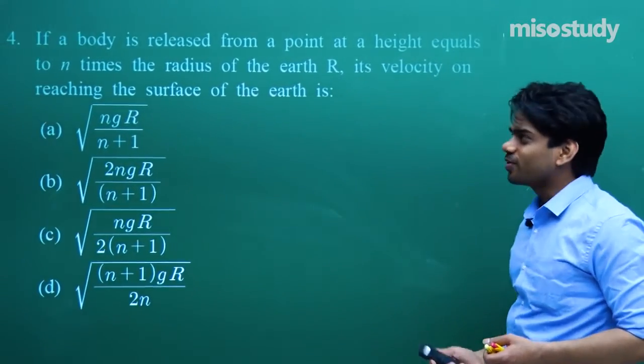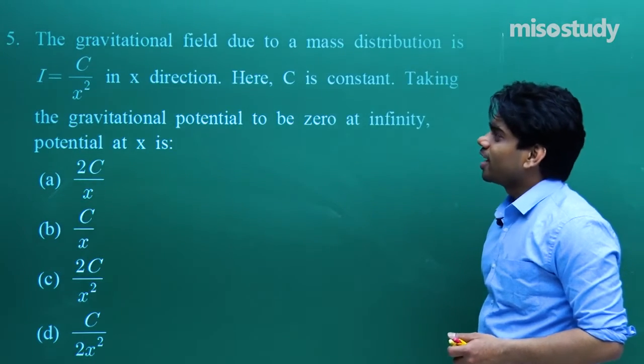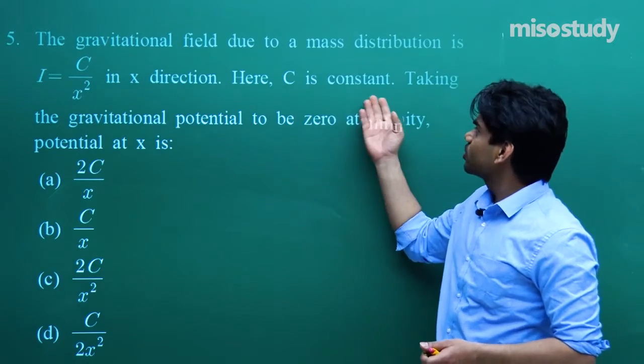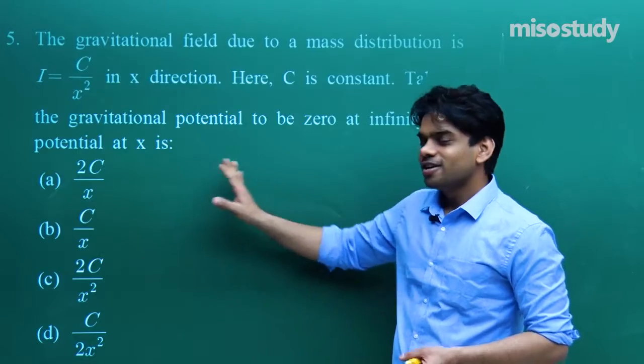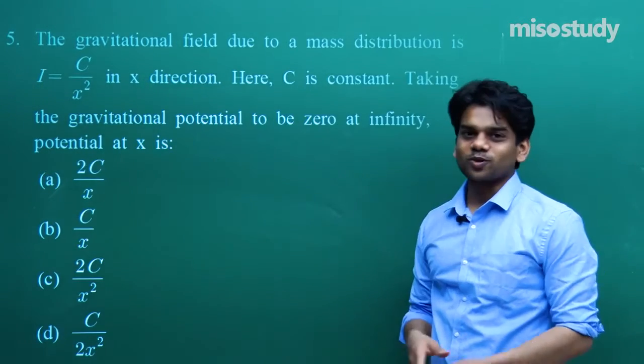Next question of the class, the fifth one. The gravitational field due to a mass distribution is I equals C upon x square in the x direction. Here capital C is a constant. Taking the gravitational potential to be 0 at infinity, the potential at x is (a) C by x, (b) 2C by x, (c) 2C by x square, (d) C by 2x square.